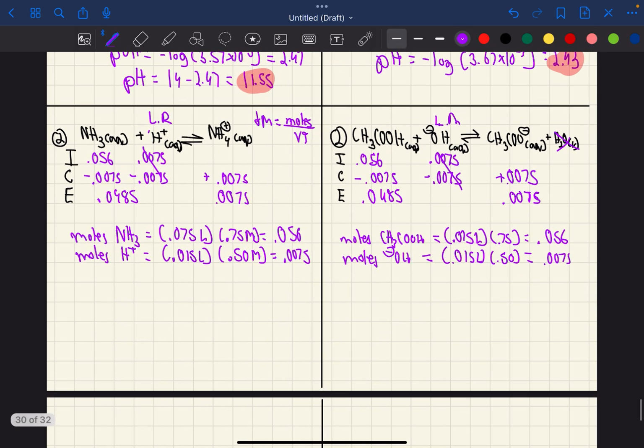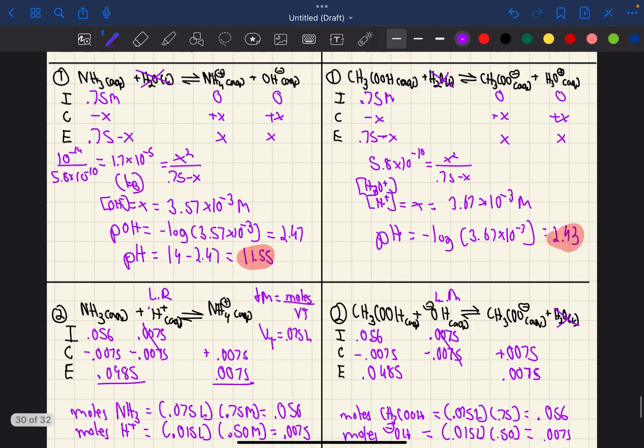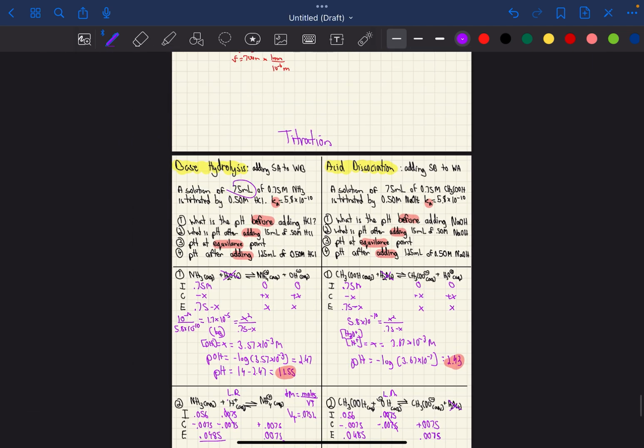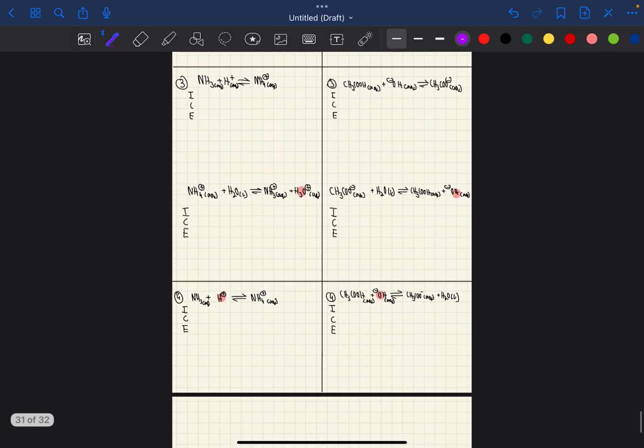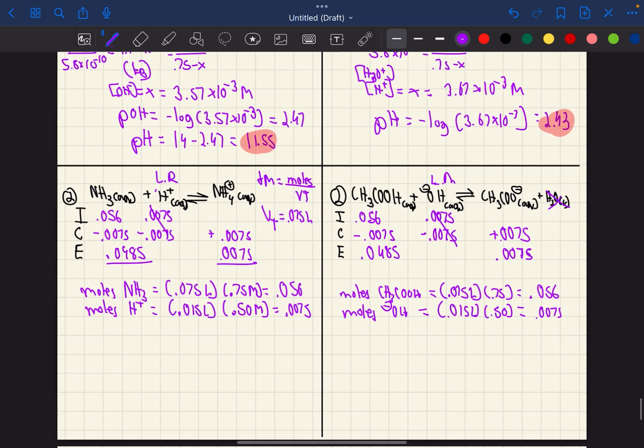What do you think you're going to do with the moles? You have to divide it by the total volume, right? Because think about it, you diluted the solution. The whole point of finding the moles of your product and your reactants is to know your new molarity. That's the whole point. So you need to know what the new volume is. And the way you get your new volume is, you started with 0.075 liters, right? The question said you started with 0.75 liters, and then you added 15 ml here. So you're going to add 0.015, and that's going to give you 0.090 liters, right?